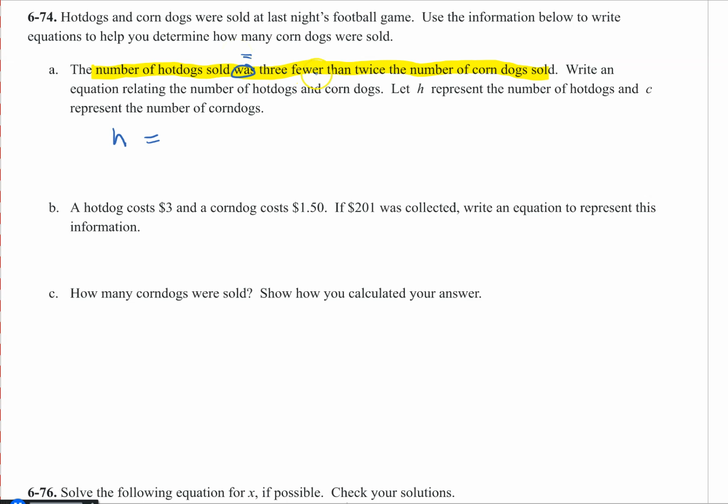And this part's tricky. 3 fewer than twice the number of corn dogs. Twice the number of corn dogs. So you take C corn dogs, and then twice is 2 times C. But 3 fewer than that is you multiply C times 2, and then you minus 3. Take away 3. So H equals 2C minus 3.